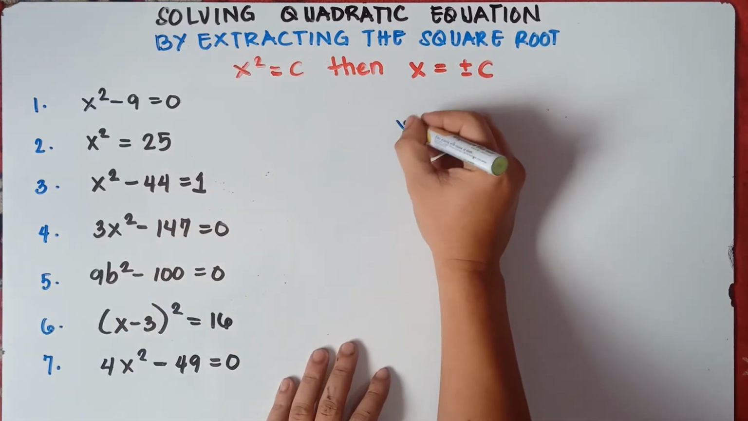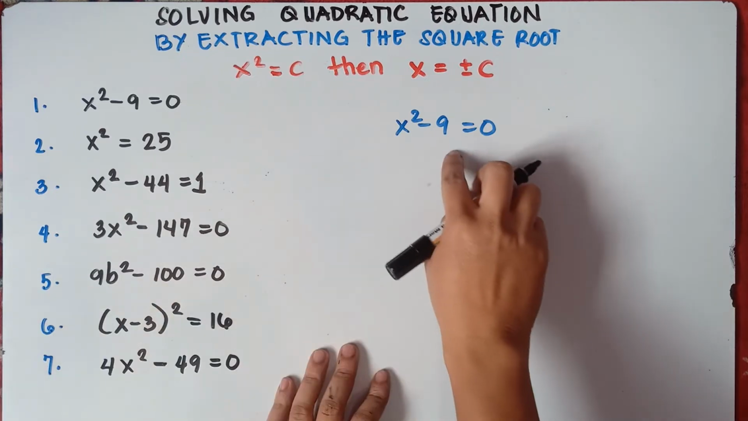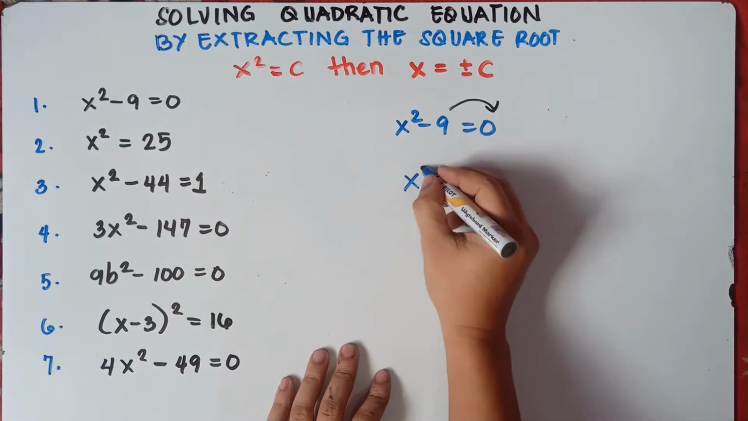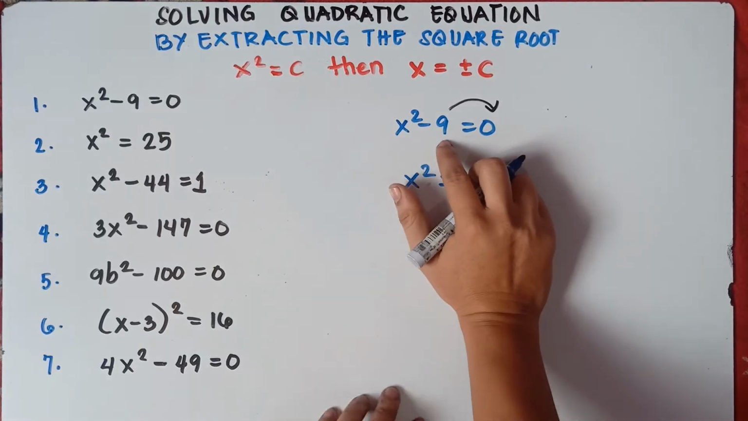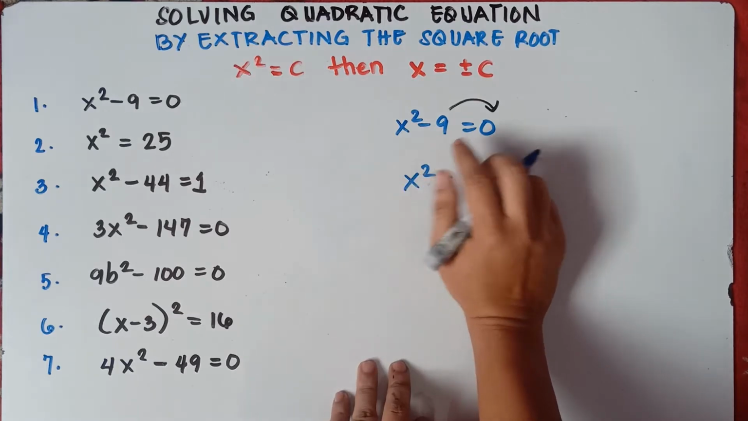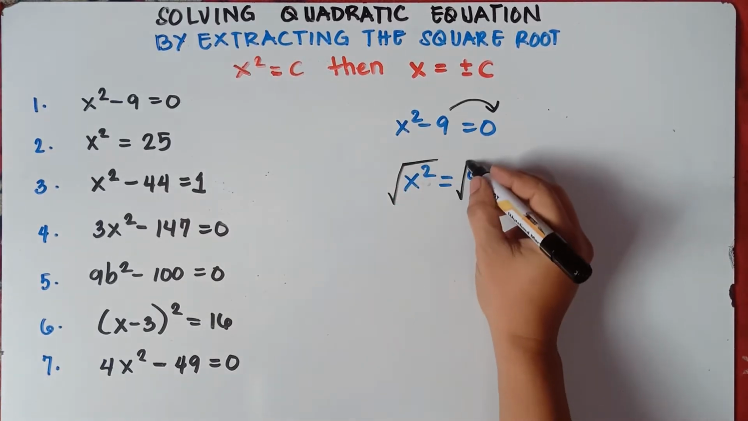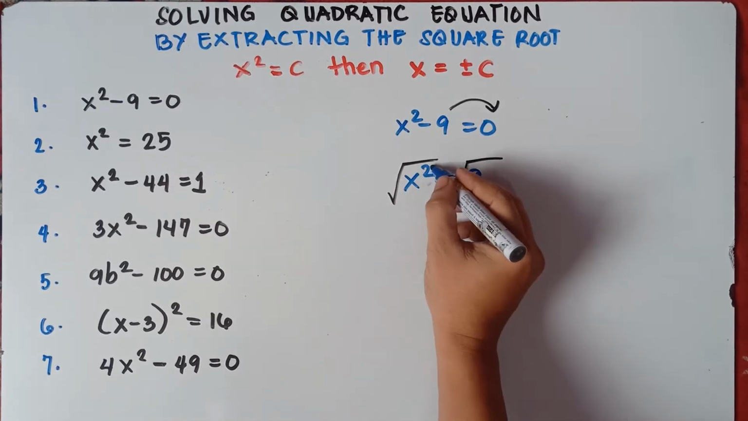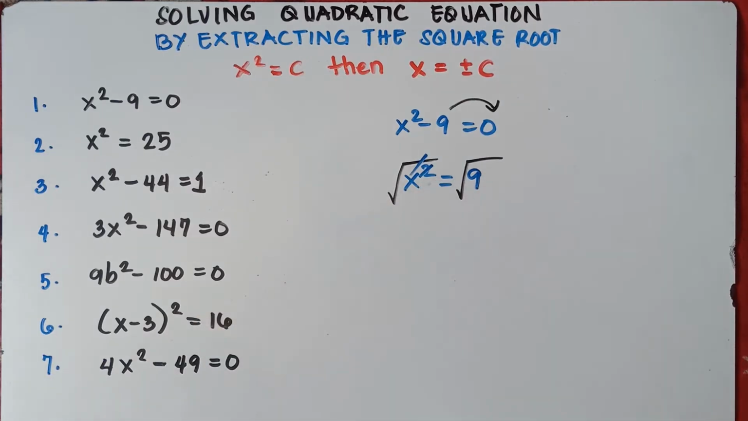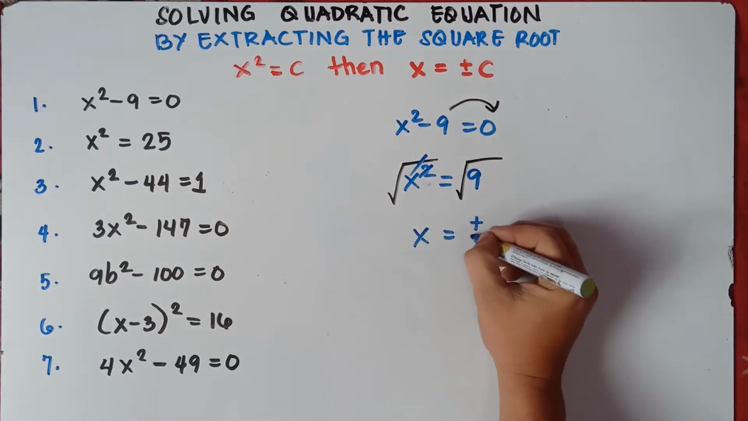For number 1, x squared minus 9 equals 0. Once again, we transpose 9 from left to right. Once you transfer a term across the equal sign, you always change the sign, so negative 9 becomes positive 9. Then you get the square root of both sides. Subtracting the square root cancels the square, so the remaining will be x, and the square root of 9 is positive or negative 3.